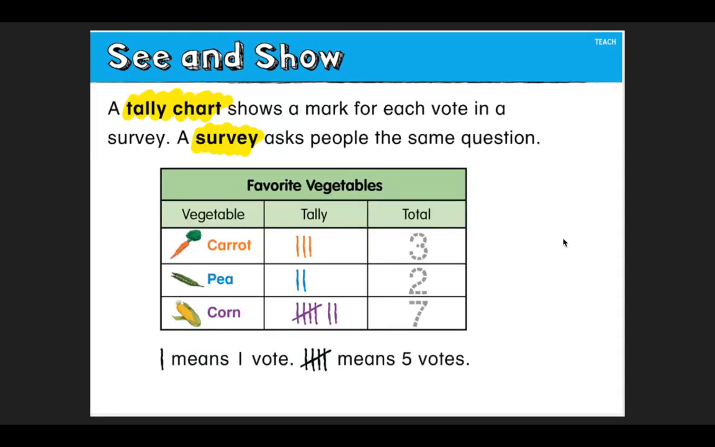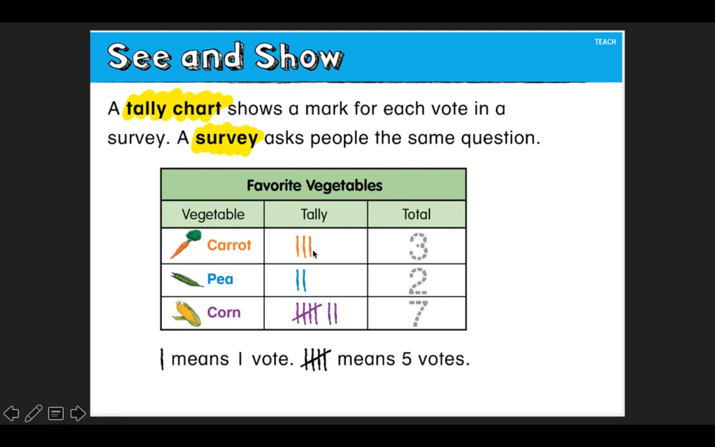Okay. Put your finger on See and Show at the top of the page. A tally chart shows a mark for each vote in a survey. A survey asks people the same question. So 1 tally mark means 1 vote, and a group of 5 tally marks means 5 votes. The title of this chart is Favorite Vegetables. A survey was conducted asking people, what is your favorite vegetable? And the answers were carrot, peas, and corn.